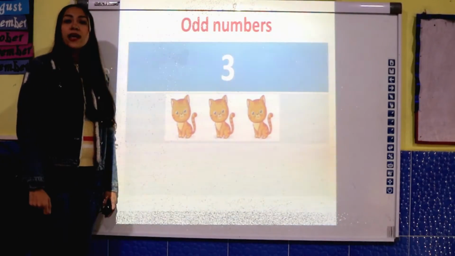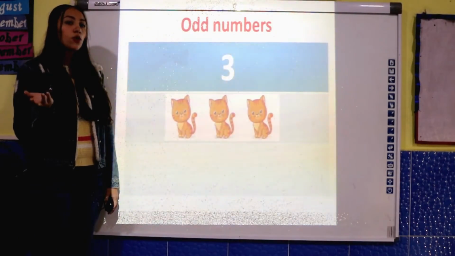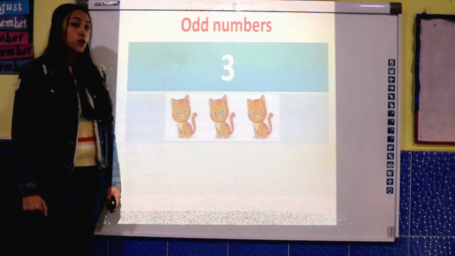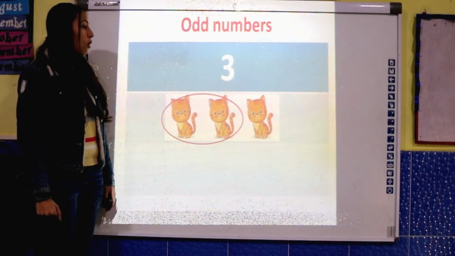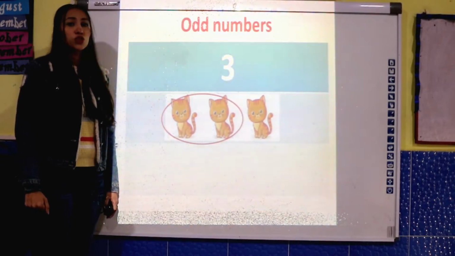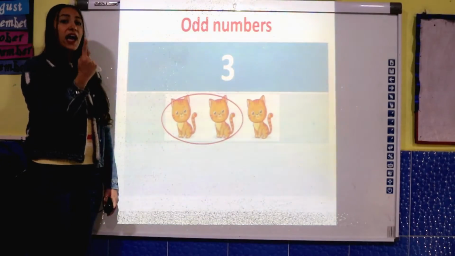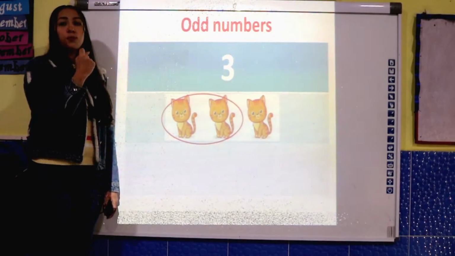Now, I want to find out if number 3 is an odd number or an even number. How could I know? Let's try to make groups of 2. I have a group of 2 here. Uh-oh, I can't make another group of 2. I have only one sad cat left without any friends to play with.